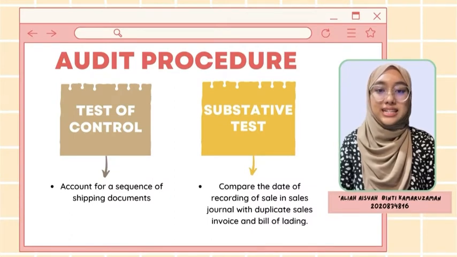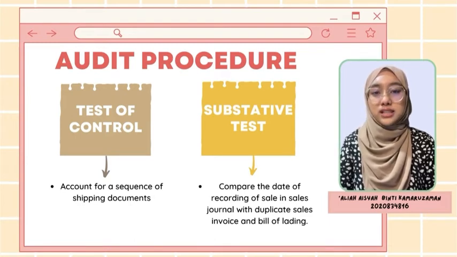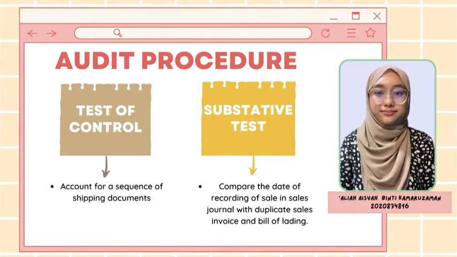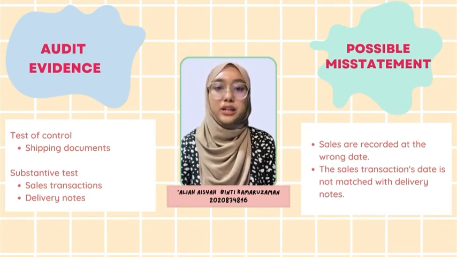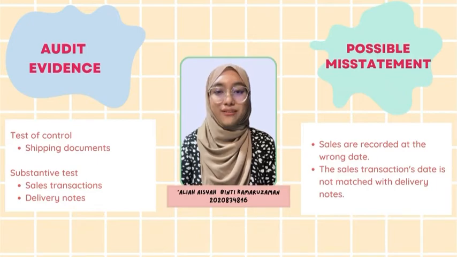The audit procedure for timing is divided into two, which are test of control and substantive test. Test of control is account for a sequence of shipping documents. The substantive test is compare the date of recording of sale in sales journal with duplicate sales invoice and bill of lading. Next, the audit evidence for the test of control is shipping documents, while for the substantive test are sales transaction and delivery notes. The possible misstatements are sales are recorded at the wrong date and the sales transactions date is not matched with delivery notes.